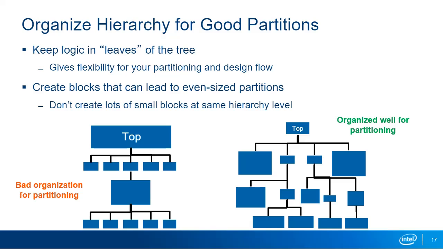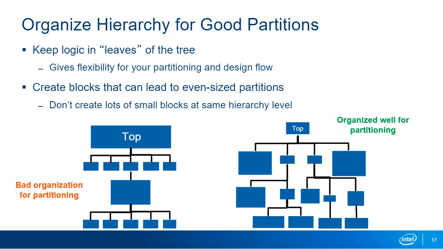Also, it is recommended to create entities such that when you partition, it can lead to partitions that are roughly the same size. This is preferable to creating a bunch of small entities on the same hierarchy level. Since optimization is not performed across partition boundaries, small entities are not good candidates for partitions, since they don't give much logic for the compiler to try and optimize. Thus, a bunch of small entities limits your choices for defining partitions. The diagrams here illustrate this.